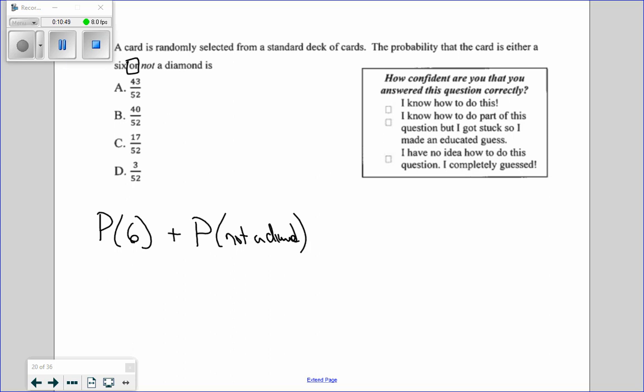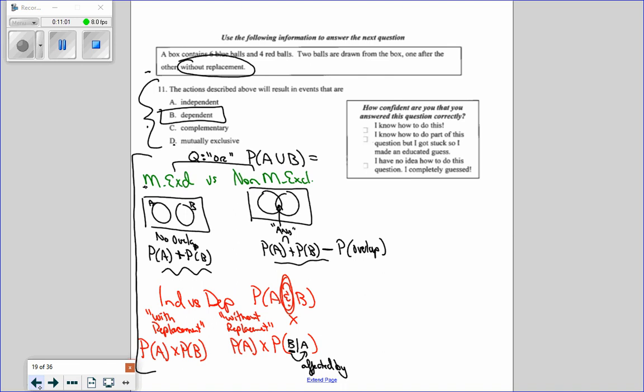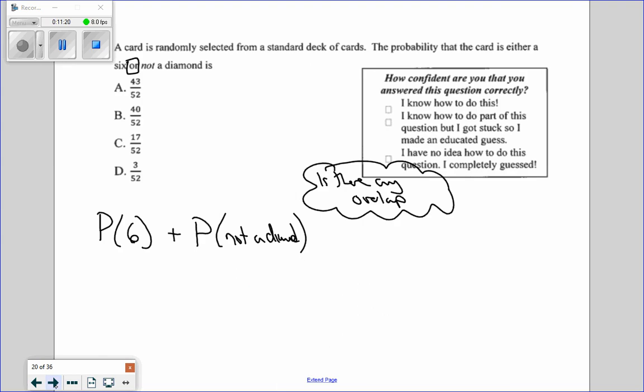Now, what you have to ask yourself is, is there any overlap? With the or questions, you either have no overlap or you have overlap. With the and questions, I don't care if there's overlap. I'm just multiplying. So it's only with the or questions that you have to worry about overlap. So yes, there is, right? So we're going to minus that overlap.